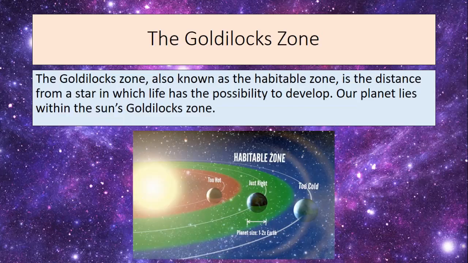Now, before we get you onto your final task, here is a description of what we call the Goldilocks zone. Now, the Goldilocks zone, also known as the habitable zone, is the distance from a star in which life has a possibility to develop. Our planet lies within the sun's Goldilocks zone. So, as I said earlier on in this lesson, if we are too close to the sun, then it's too hot to have life. If it's too far away, it's too cold to create life. We just happen to be in the right region of our solar system to allow life to happen. So this is why some people will believe in the anthropic principle.